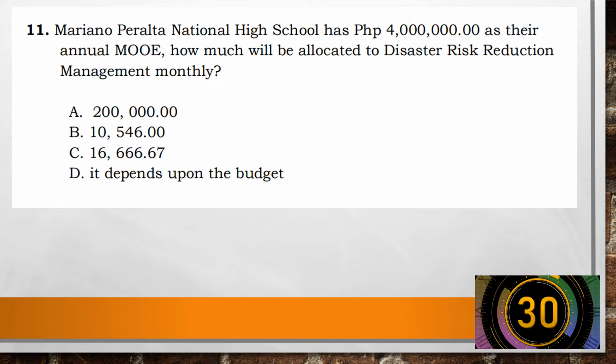Next, number 11, Mariano Peralta National High School has 4 million as their annual MOE. How much will be allocated to disaster risk reduction management monthly? So take note of the word monthly. Letter A, 200,000. Letter B, 10,546. Letter C, 6,666.67. And letter D, it depends upon the budget.